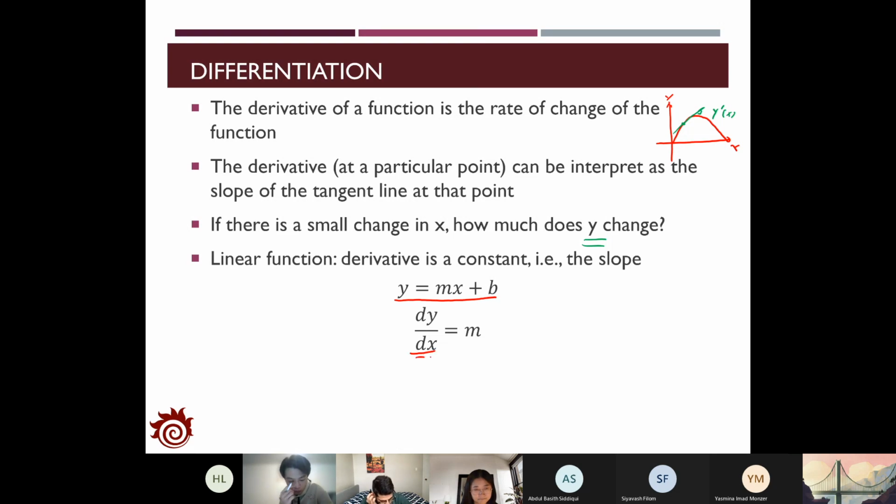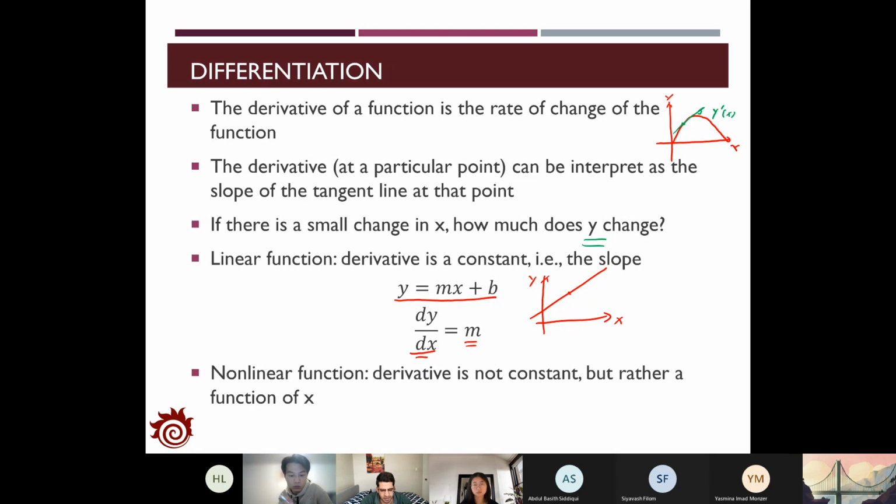And the derivative of y at any point of x will be the value of m, because for the linear equation, at any point, if you try to draw the tangent line, it will overlap with the original line. But for the nonlinear function, the derivative is not constant. It would usually be a function of x, depending on how complicated the function is.